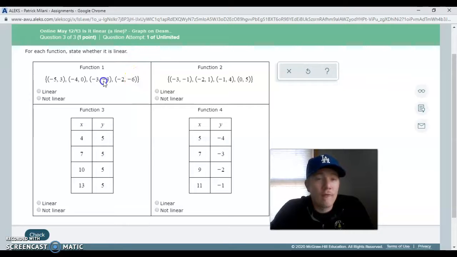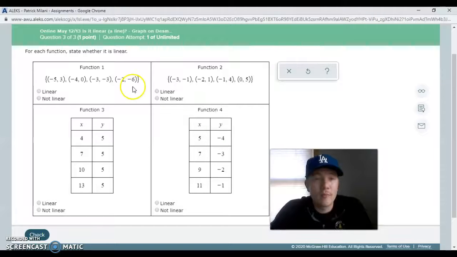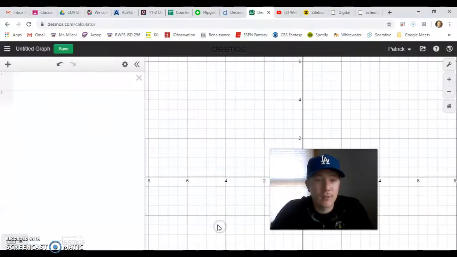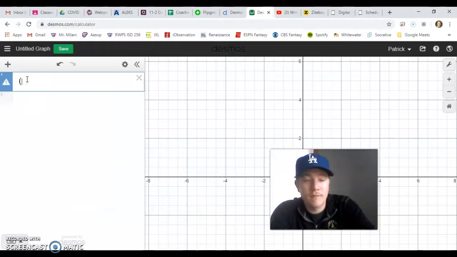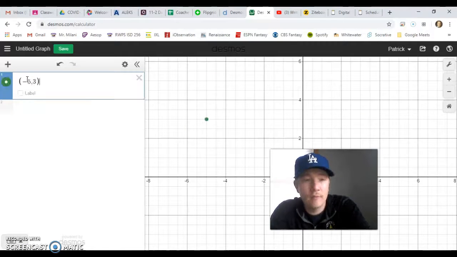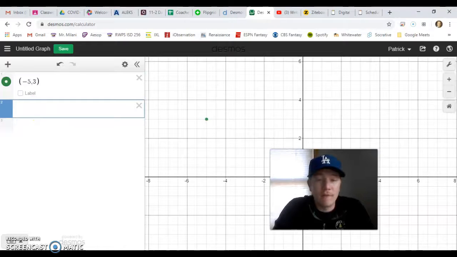So you can graph ordered pairs on Desmos the same way that you graph a line. So we're going to hop over to Desmos. Let's get rid of this thing. And we are going to, one point at a time, graph these ordered pairs. -5, 3. So on Desmos, you type it in just how you see it. Parentheses, -5, comma 3, parentheses. There's that point.